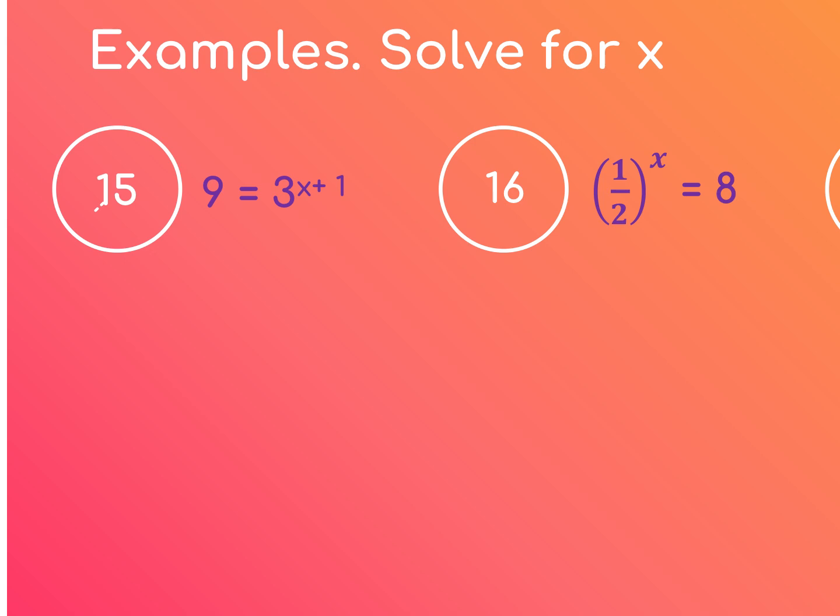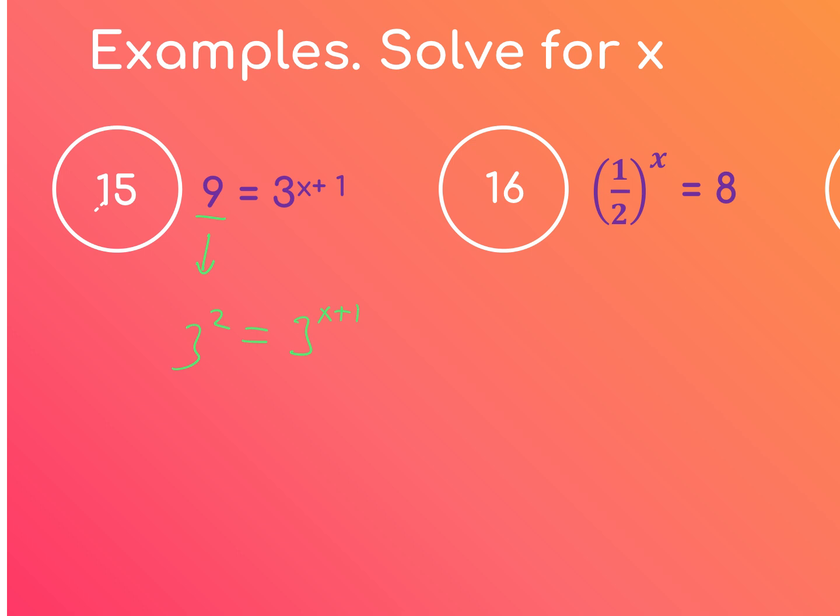Right? If you look at 9, you can rewrite it to have a base of 3. So ask yourself, can I write 9 another way so that it can look like 3 to some power? And it can, right? 3 to the power of 2 is going to get you 9, right? So we get 3 to the power of 2 is going to equal 3 to the x plus 1. That one doesn't change at all.